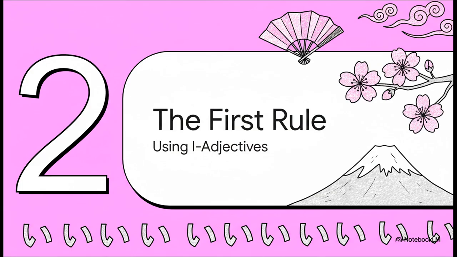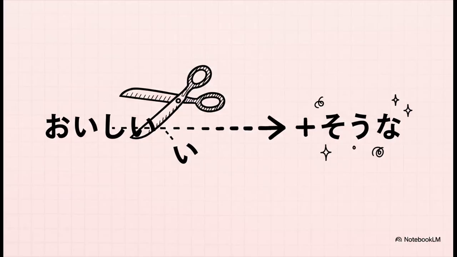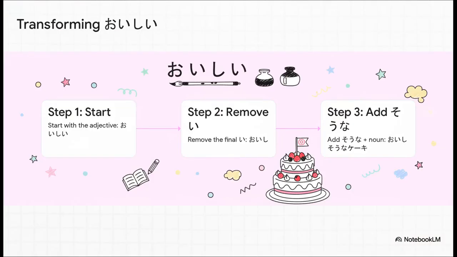Now, to use this tool right, you just got to know that Japanese has two main types of adjectives. We're going to start with the first kind, which we call i-adjectives. They're called that for a pretty simple reason. They all end with the character い, which sounds like "i". And the rule for these is just wonderfully straightforward. You take your adjective, you find that final i sound right at the end, and you just chop it off. Then, right in its place, you attach sō na. And that's literally it.